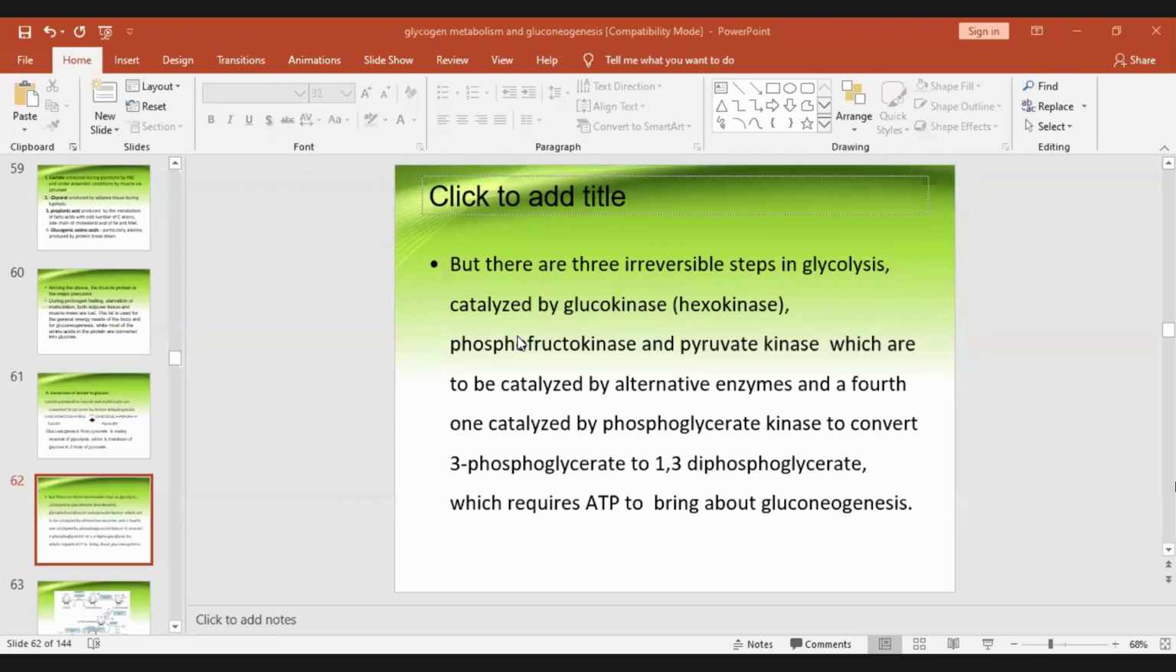Cyclic AMP activates cyclic AMP dependent protein kinase, leading to phosphorylation and inactivation of pyruvate dehydrogenase. So pyruvate dehydrogenase, like glycogen synthase, is inactivated by phosphorylation. Cyclic AMP dependent protein kinase inactivates pyruvate dehydrogenase, and accumulation of pyruvate leads to inhibition of glycolysis. So when pyruvate accumulates, glycolysis is stopped.